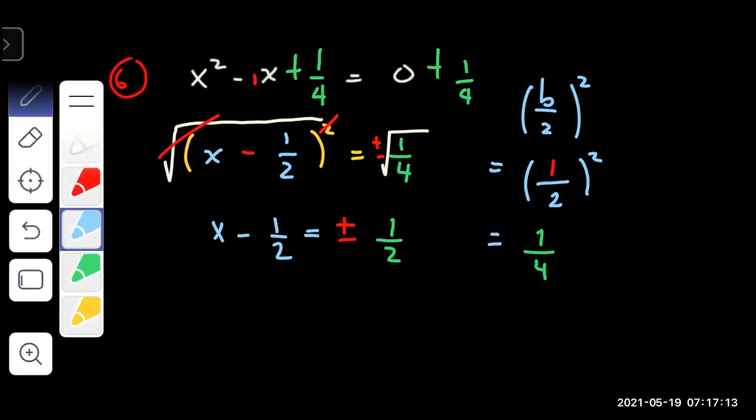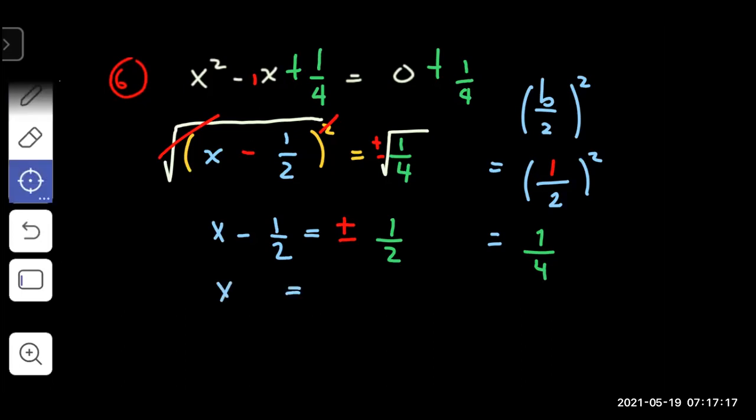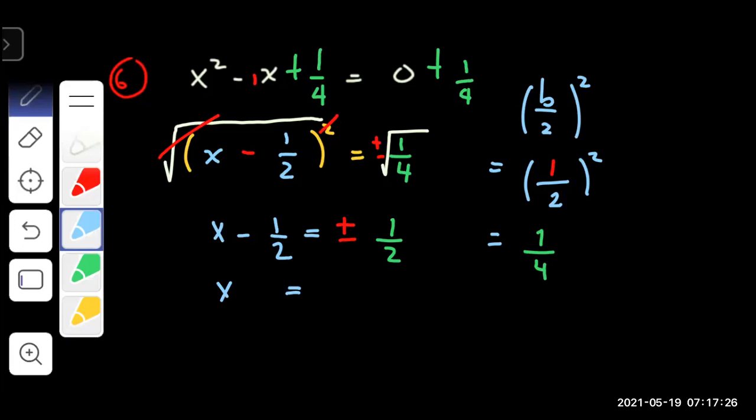Keep in mind your goal, guys, which is to let x completely alone. Basically, this plus minus, I'm going to leave at the end. I'm going to put this first. This negative 1/2, I'm going to move it, and then it's going to be what? Positive half, right? Okay, and let's get this down. Plus minus 1/2.